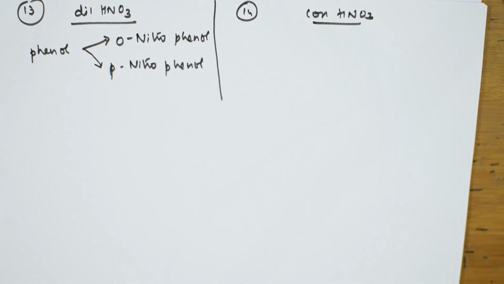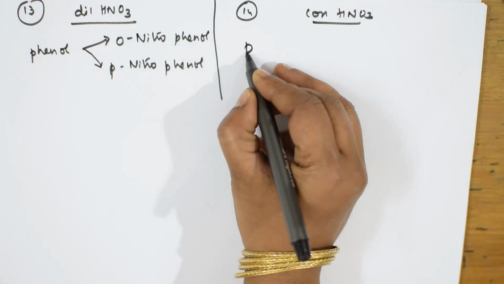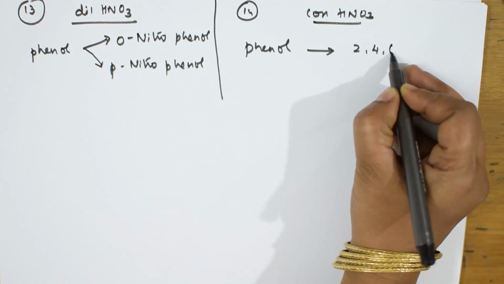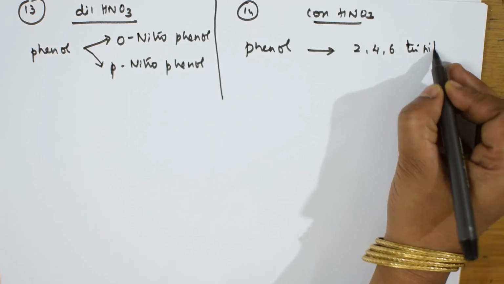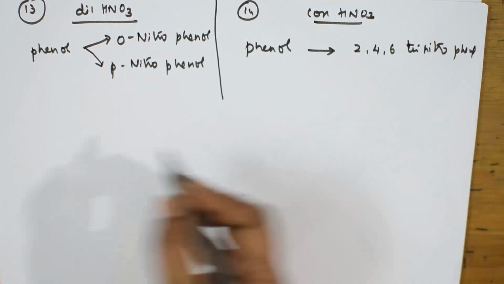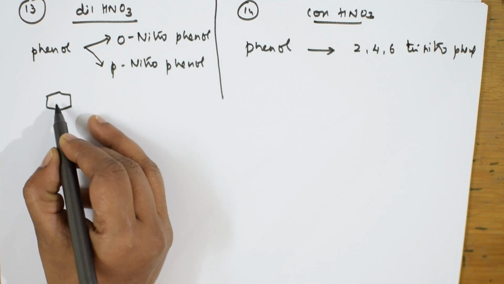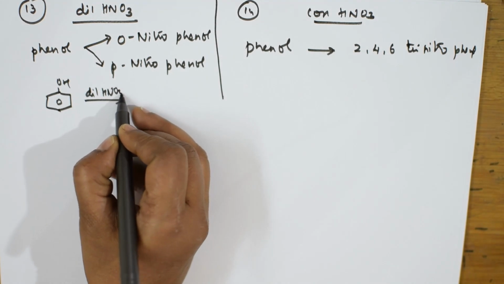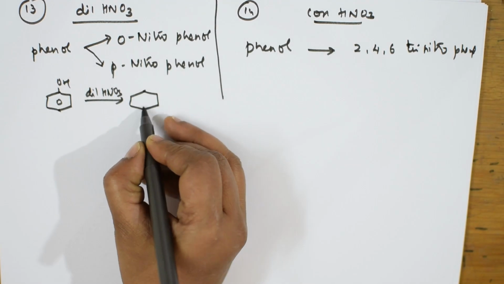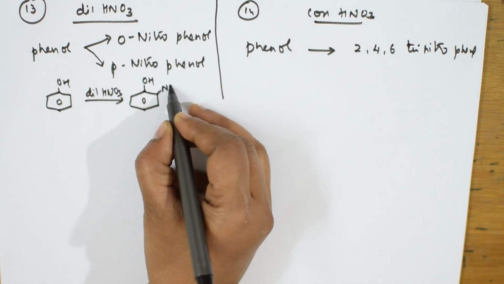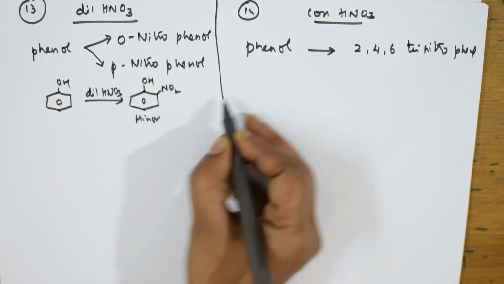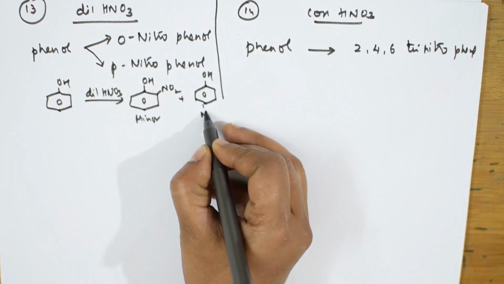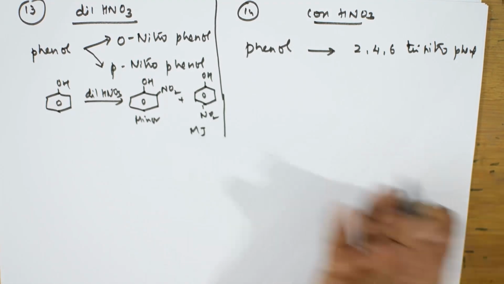Suppose if there is concentrated nitric acid. Concentrated nitric acid replaces immediately all the three positions, so it's going to form 2,4,6-trinitrophenol. How does it look like? If I have phenol, OH, if I have dilute HNO3 here, it's going to form two products. One is orthonitrophenol, which is a minor product. One more is paranitrophenol, which is a major product. This is the major one.